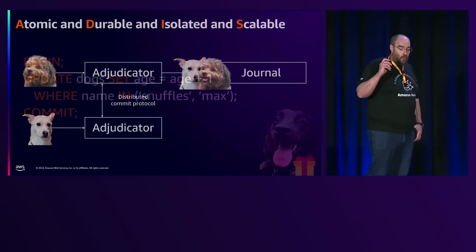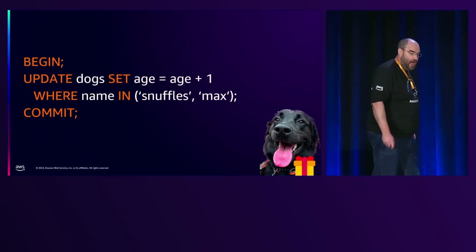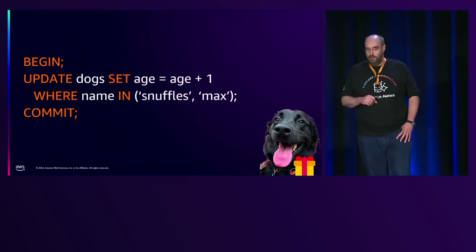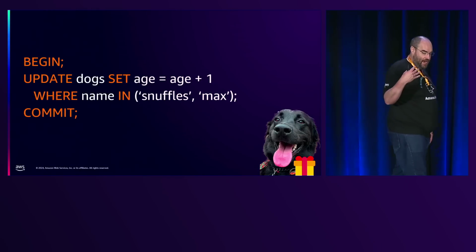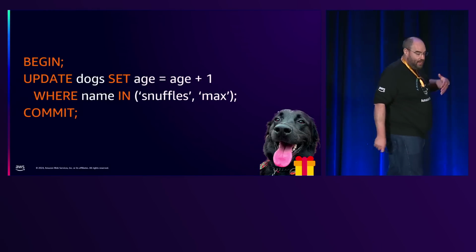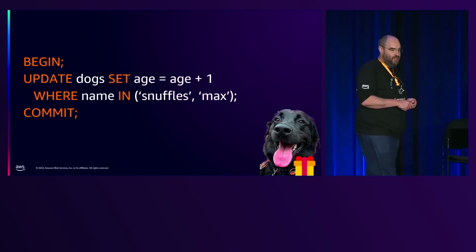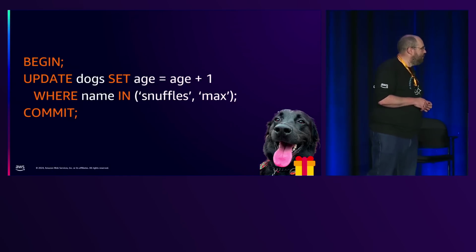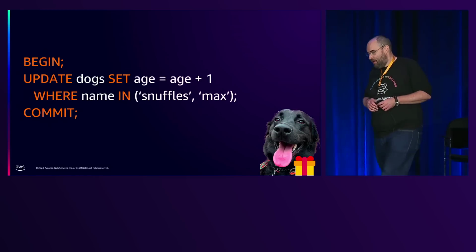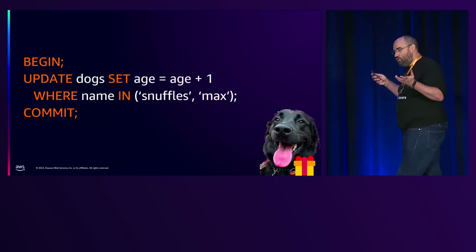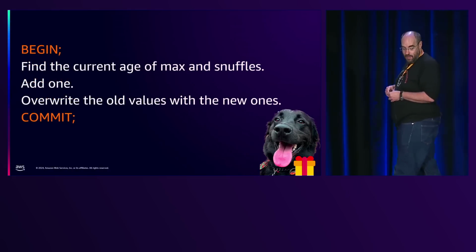Let's go on to a harder one. This is Max. It's Max's birthday. So we want to increase his age. So we're going to say, update dogs, set age equals age plus 1. Oh, it's Snuffles' birthday too. That's cool. I forgot about that. Max got a present for his birthday.